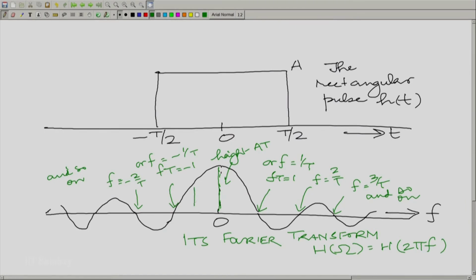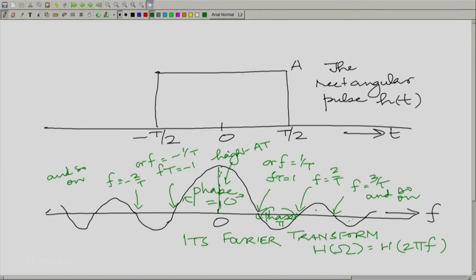Now, the beauty is H of omega or H of f is potentially a complex number, but here the Fourier transform turns out to be real. That means the phase is either 0 or pi. If it is negative, the phase is pi. If it is positive, the phase is 0. So, look at the Fourier transform here. The Fourier transform has a phase of 0 here and a phase of pi here, and of course, a phase of 0 here, pi here, and so on.